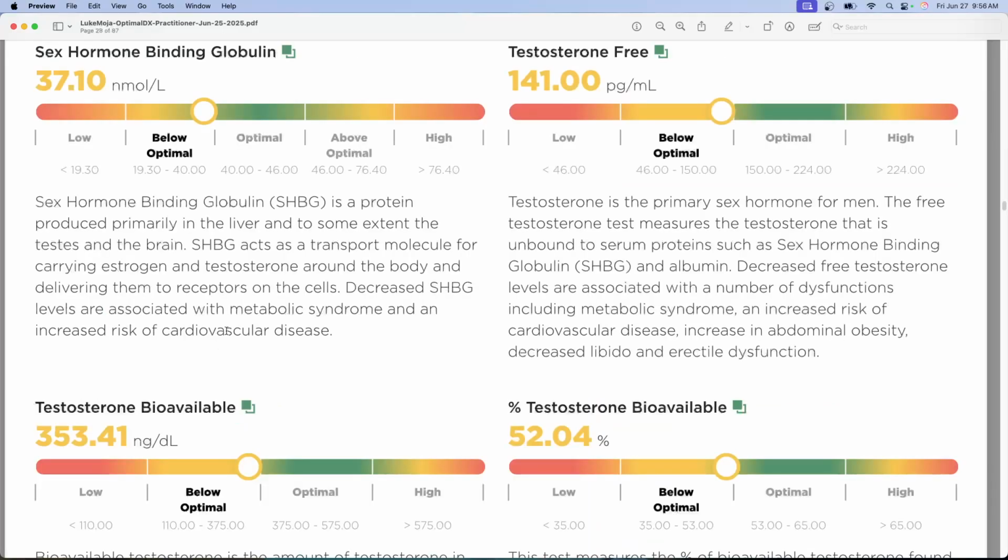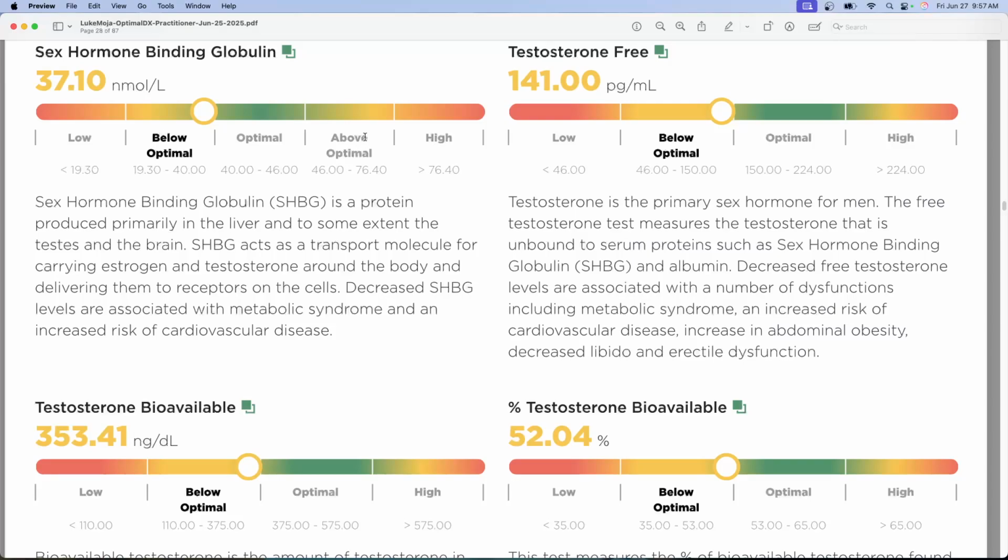We'll click on this to see a little more. So, produced primarily in the liver, a transport molecule for carrying estrogen and testosterone around the body. Decreased, you can see I don't really have anything going on with metabolic syndrome or increased risk of cardiovascular disease based on my numbers. Again, it's just barely below the optimal range. Typically you would see this high with something like stress or increased abdominal fat, things like that. Metabolic issues can also cause that to be high.